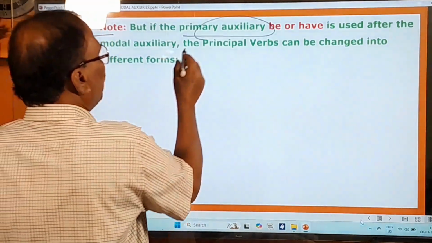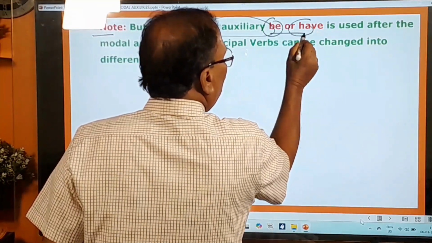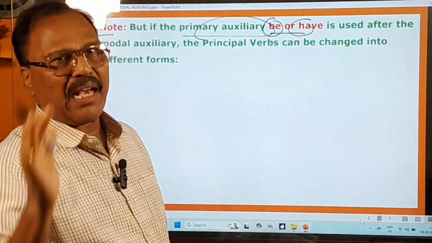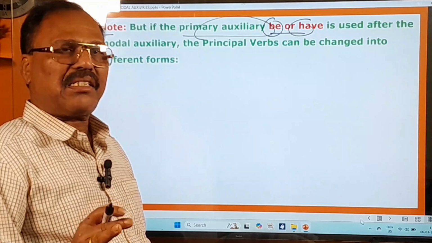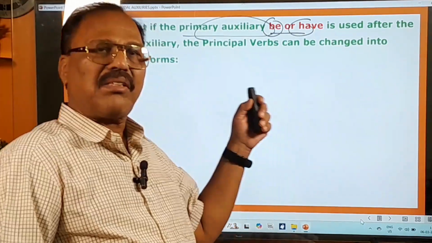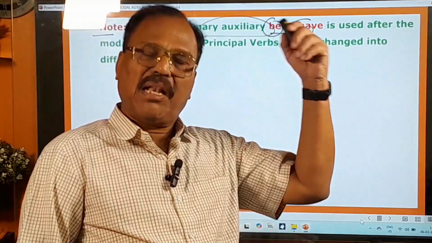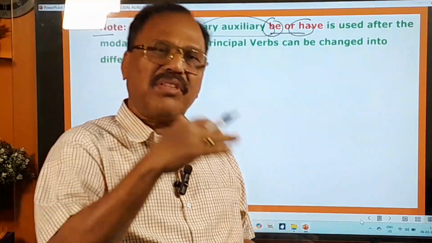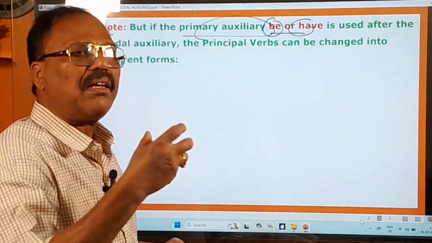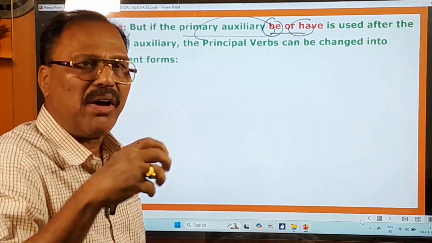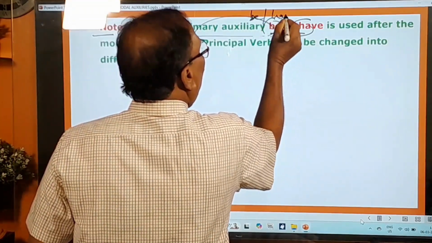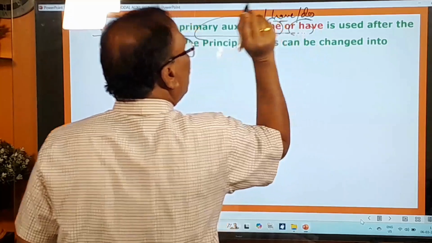What is that? But if the primary auxiliary be or have, these are called the primary auxiliaries. We have primary auxiliaries and modal auxiliaries. What are the primary auxiliaries? Be, have, do. These three are called primary auxiliaries because they are used both as helping verbs and main verbs. So that is why they are called primary auxiliaries. So these are all the grammatical names you have to remember. What are the primary auxiliaries? Be, have, and do. So these three are called primary auxiliaries.